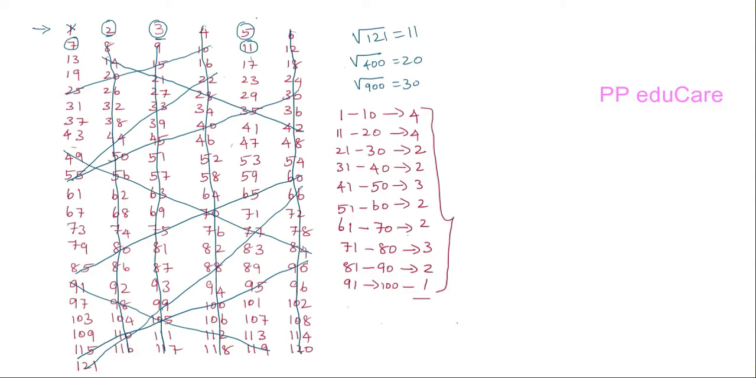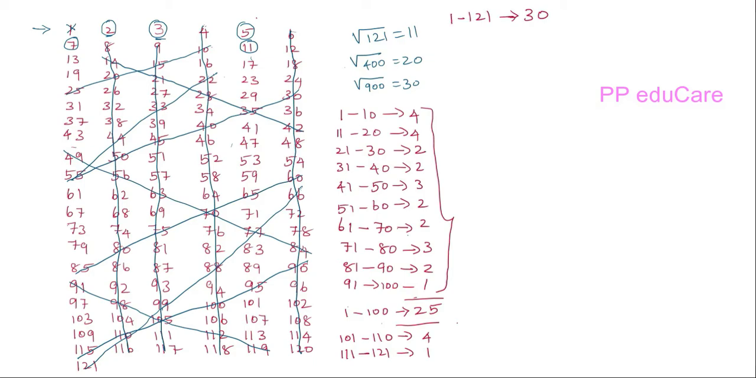Therefore, the total number of prime numbers between 1 and 100 is 25. The number of prime numbers between 101 to 110 is 4. The number of prime numbers between 111 to 121 is 1. So therefore, there are 30 prime numbers between 1 and 121.